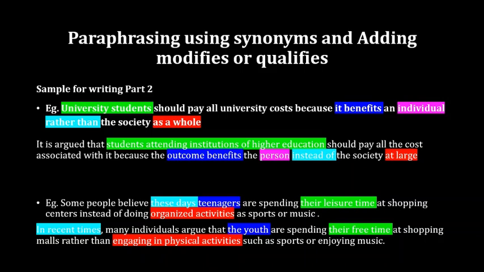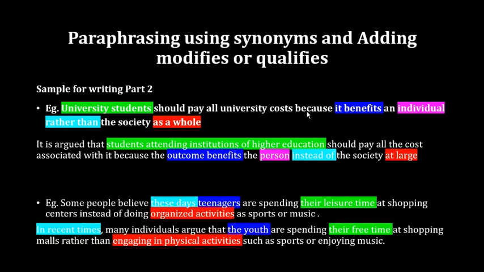I wrote, it is argued that students attending institutions of higher education. So you see, students attending institutions of higher education is a paraphrase or a synonym of university students, right? Good. Now you say they should pay university costs because it benefits an individual. They should pay all the costs associated with it because its outcomes benefit.